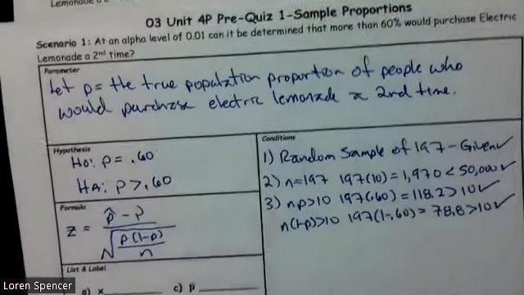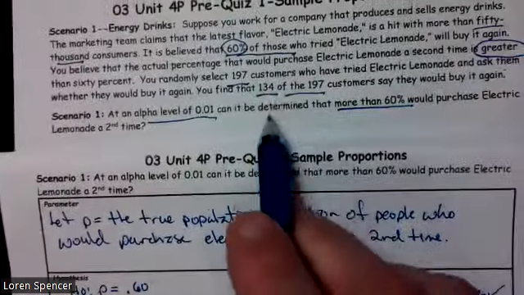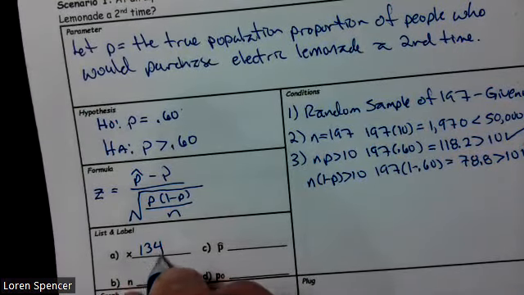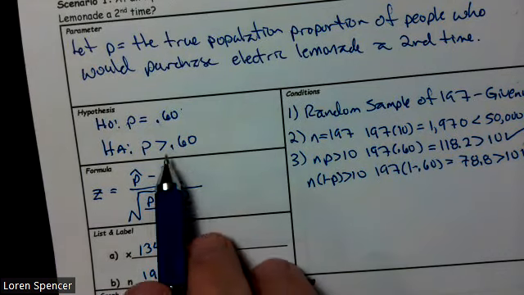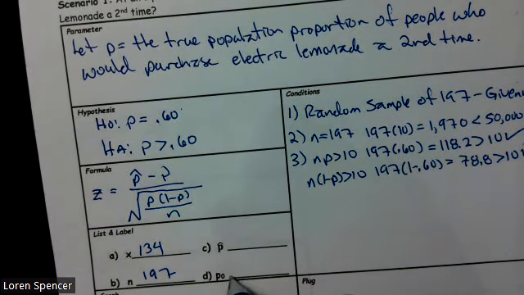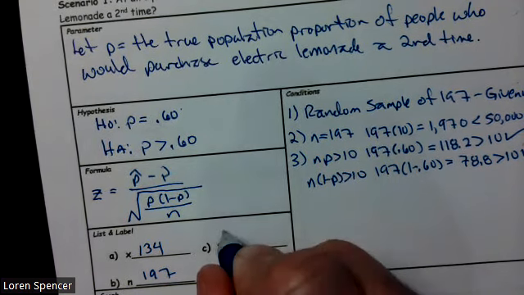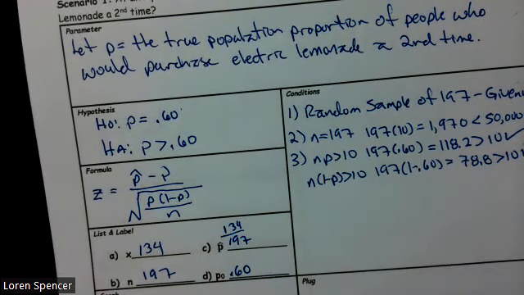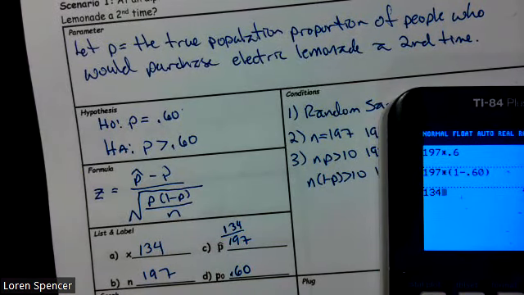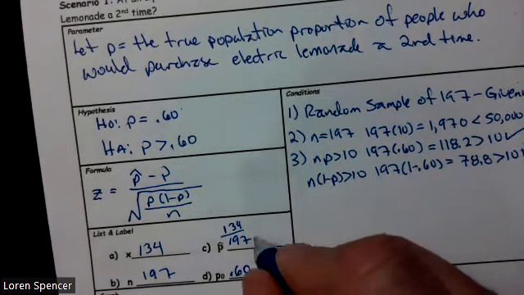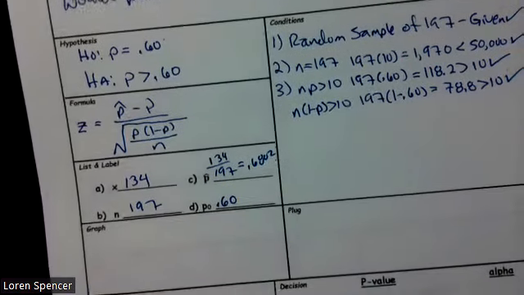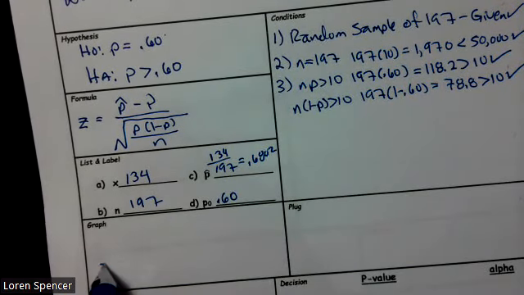All right, what was our x? Well, we said that we had 134 of the 197, so that's our x. Our p, this p is easy, it's just 0.60. Now this is 134 over 197. Let's find out what that is. 134 divided by 197. That's 68%. So this equals 0.6802.